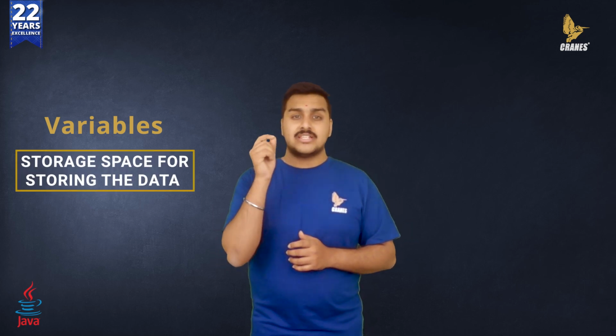Most of you would have guessed it right. Variable means something that keeps on varying, that keeps on changing. That is what we call a variable. But in technical terms, what do you mean by variable? In technical terms, a variable is a memory location. It is a storage space for storing your data. I hope that is completely clear. I repeat, the storage space for storing the data is what we call a variable.